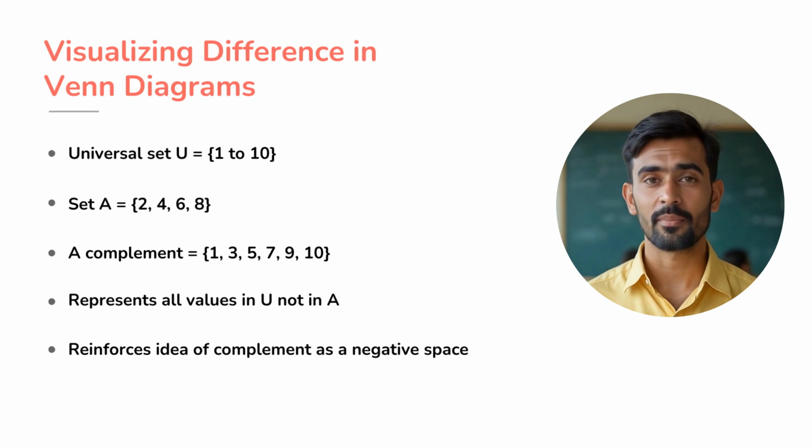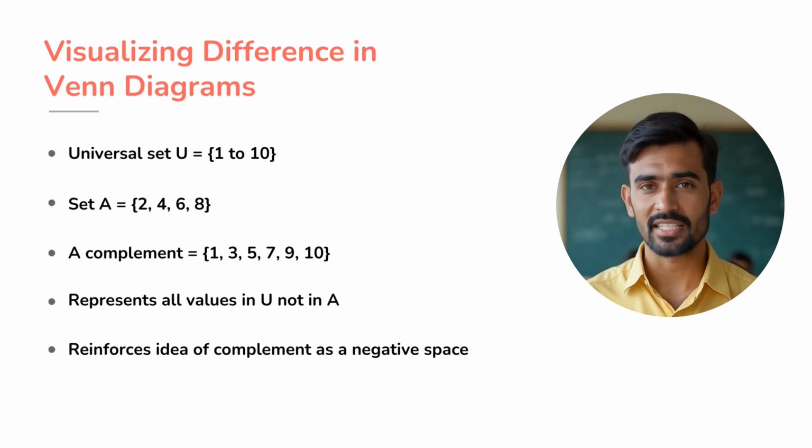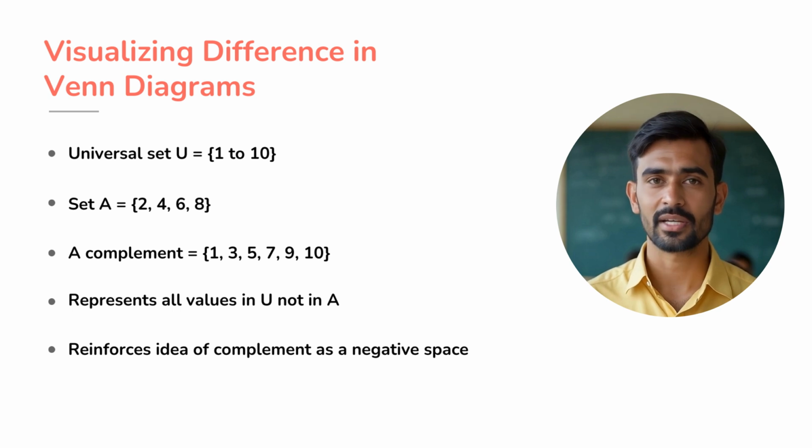A Venn diagram makes this very clear. Draw a rectangle to represent the universal set U and draw a circle inside it for set A. Now shade everything outside the circle A but still inside the rectangle. That shaded region represents A complement, all elements in U that are not in A. This visual is especially helpful in problems involving complements and intersections.